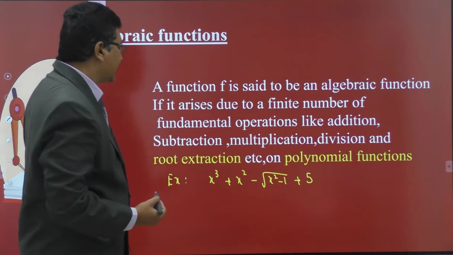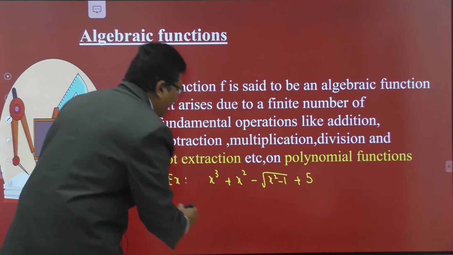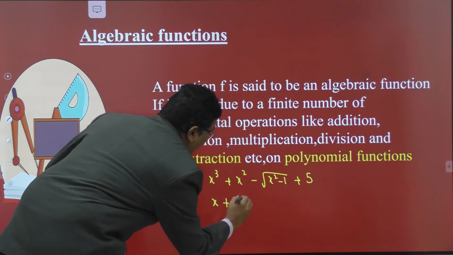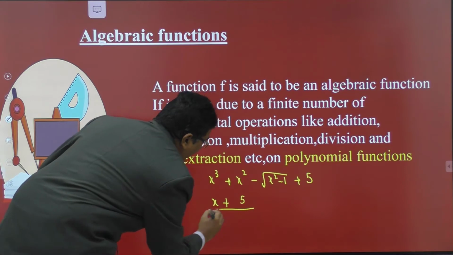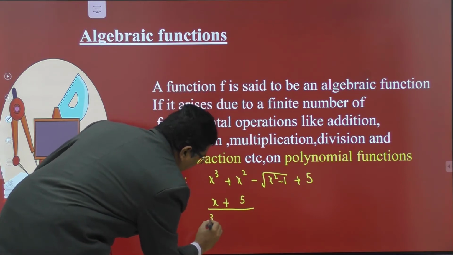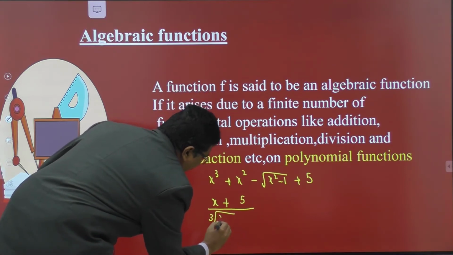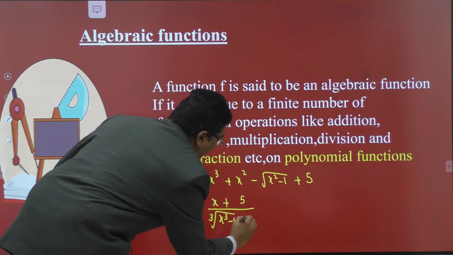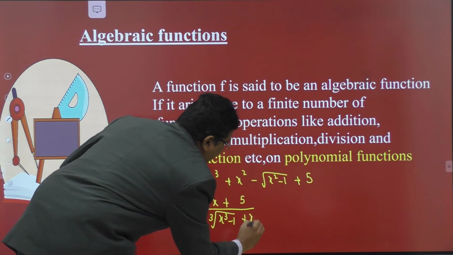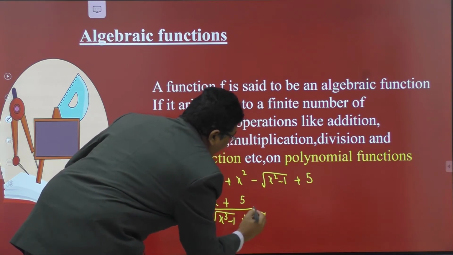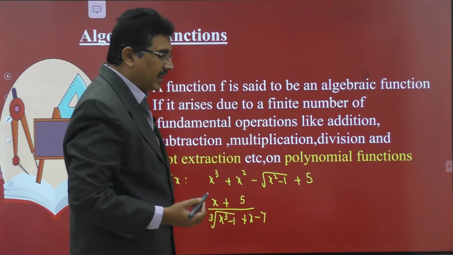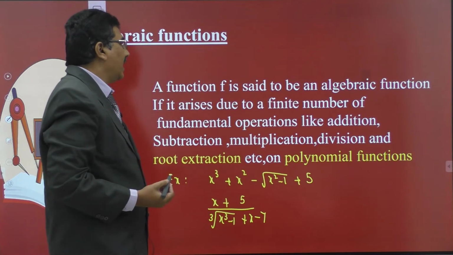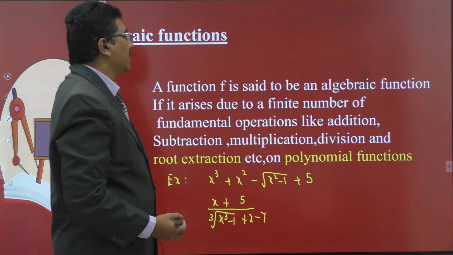Now, the second example of an algebraic function is (x plus 5) divided by the cube root of x cube minus 1, plus x minus 7. This is another example of an algebraic function. Now, go to the definition.